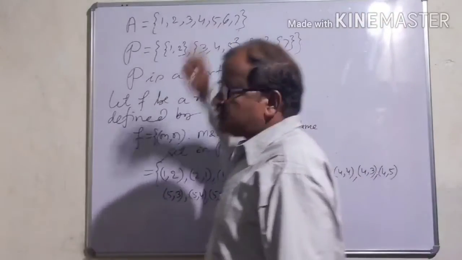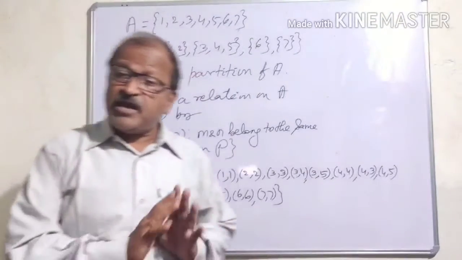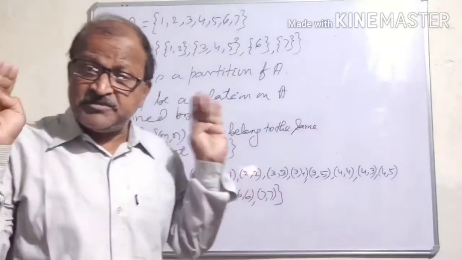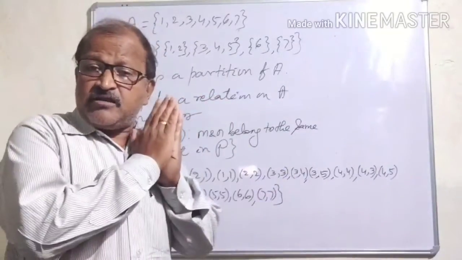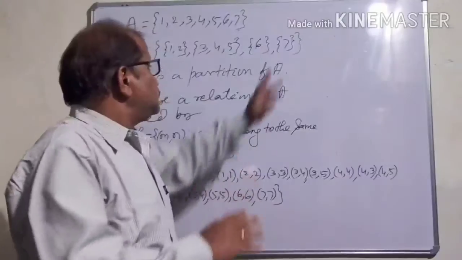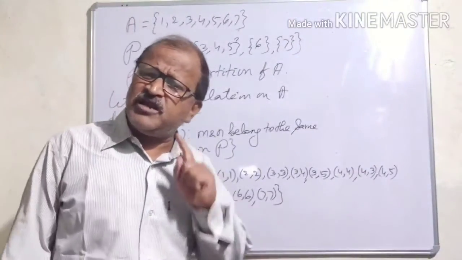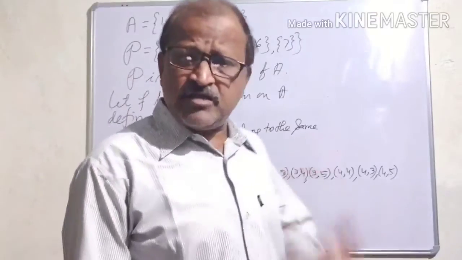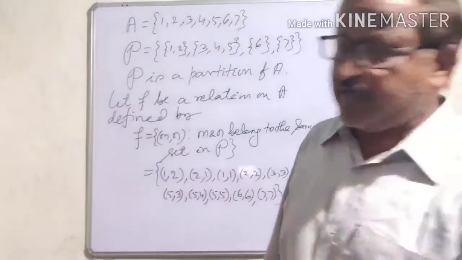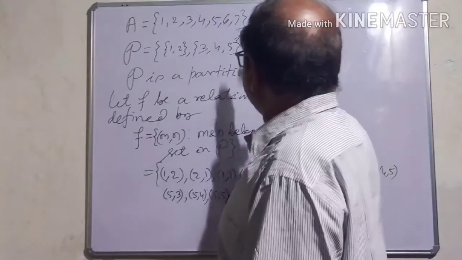But what about 6? 5 cannot be related to 6 because except 3, 4, 5, they are not in the same set. 6 and 5 are not in the same set. So 5 cannot be related to 6. And in a similar argument, 5 cannot be related to 7. Okay, now come to 6.